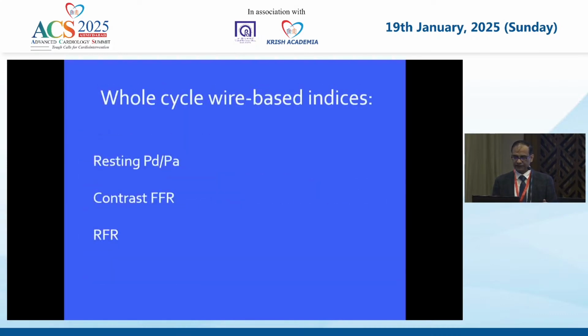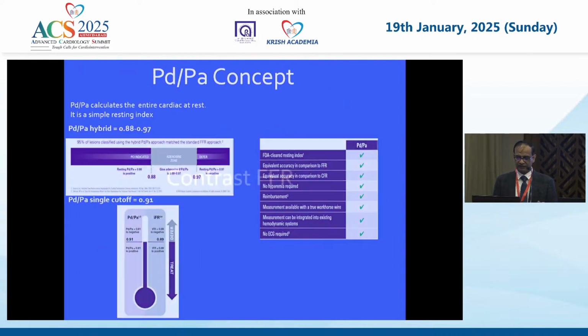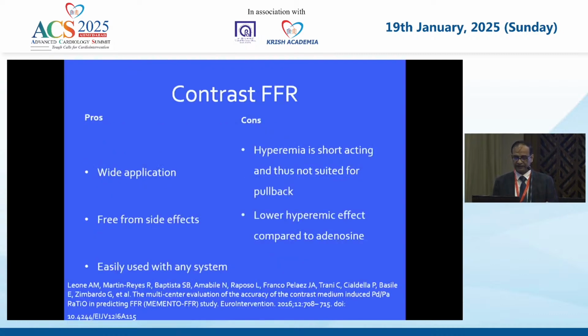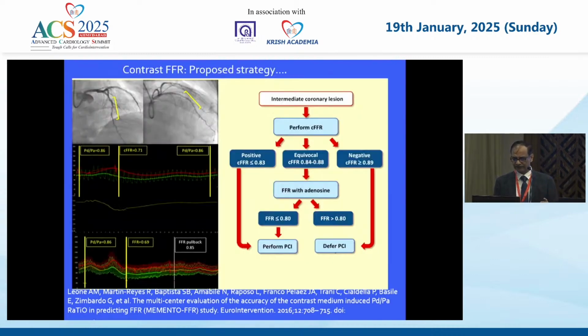There is also DPR, DHR, whole cycle ratio. And there is contrast FFR, where adenosine is actually replaced by contrast. They use a cutoff of 0.83. This was furiously investigated about 8 years ago, but it's found that it doesn't make so much of a difference, and it's just a simple way of coming to the same thing.